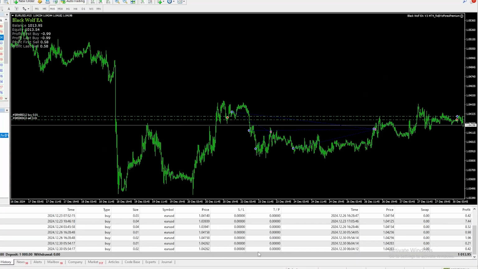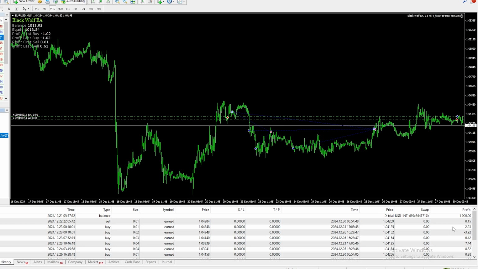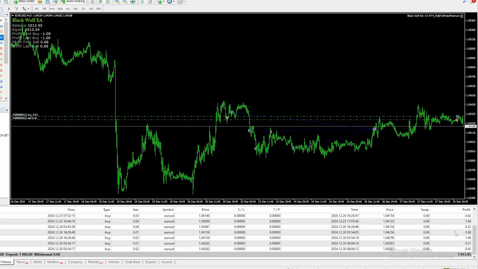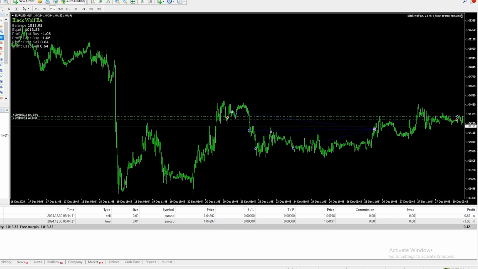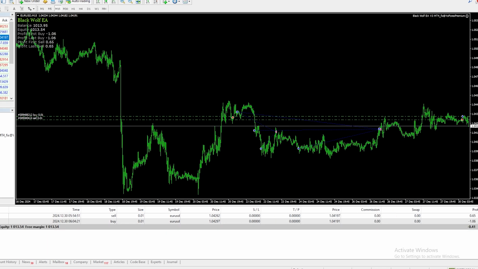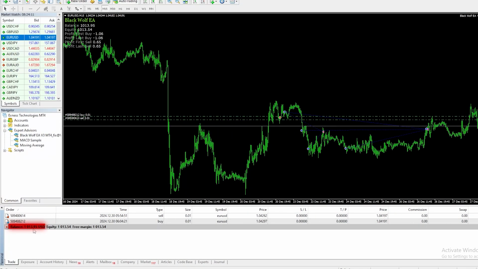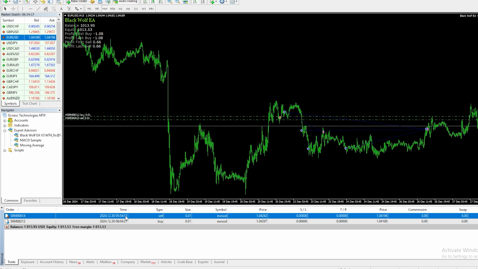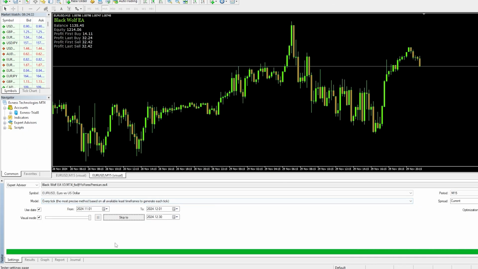$13.95. Let me show you the entire history section, where 2 of these trades have been closed on a minor loss amount, and all the other trades have been closed with a good amount of profit. So here I have a balance amount of $1,013.95. I still have 2 open trades, by the way. So let me show you now how our expert advisor has been doing in the meantime.